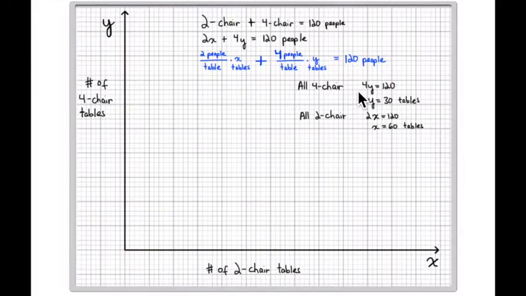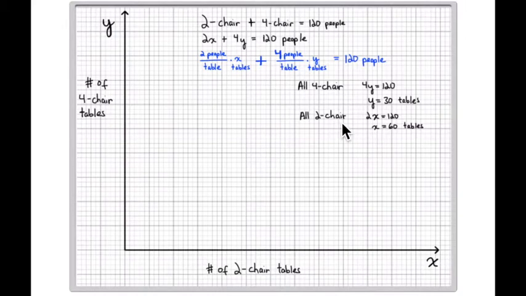But what if we had all tables that can seat 4 people, 4 chairs per table. So let's make x 0, so we don't have any tables that can seat 2 people. All tables seat 4 people. So x is 0. So y is going to equal this 120 people divided by 4. It's 4 people per table. So 120 divided by 4 is 30 tables. So y, where x is 0, y is going to be 30. So it's going to be right here.